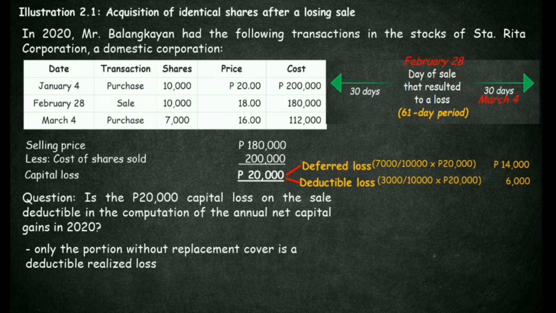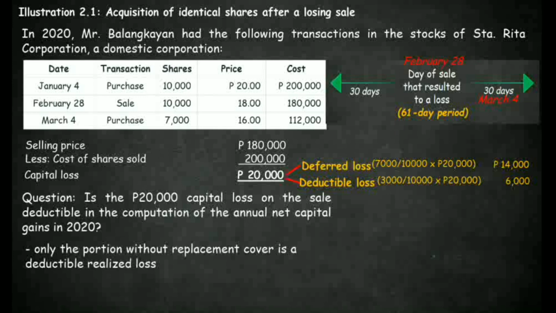So etong deferred loss, this will be an adjustment sa tax basis sa replacement shares that were acquired on March 4, 2020. And then the 6,000 pesos, this will be deductible in the computation of the annual net capital gains in 2020.